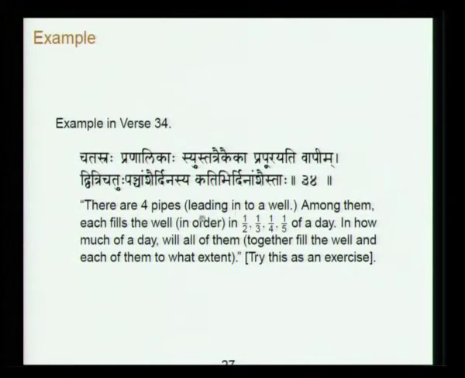There are 4 pipes leading to a well, and among them each fills the well in order in half, 1/3, 1/4, 1/5 of a day. Then in how much of a day will all of them together fill the well, and each of them to what extent? Okay. So, how much is this thing, and after they fill, what is the time taken, and what is the contribution from each pipe, that of course can be calculated. So, that is what he is saying.